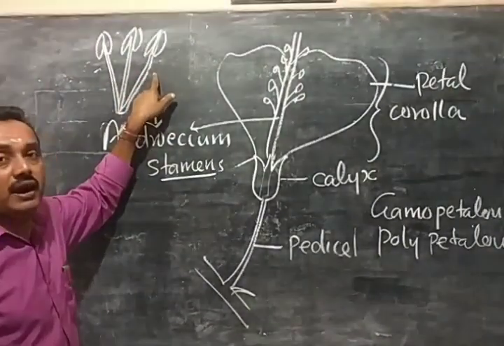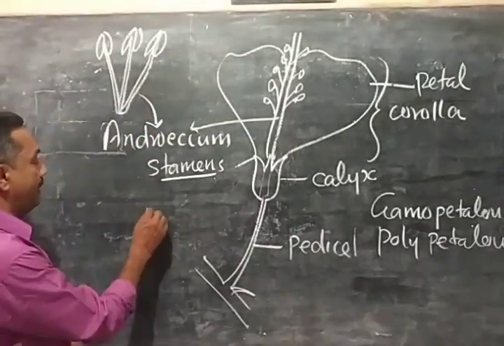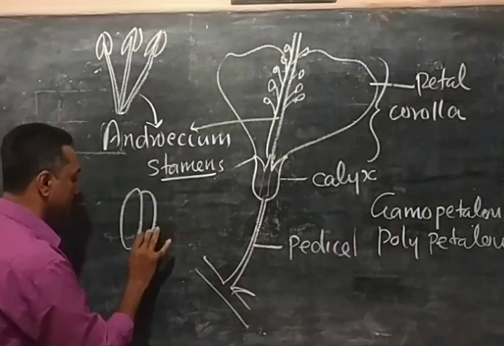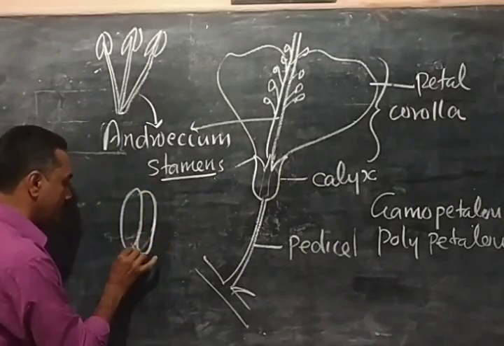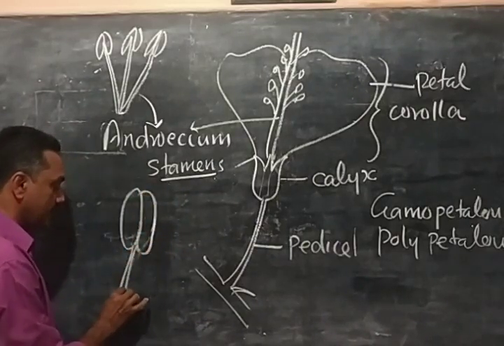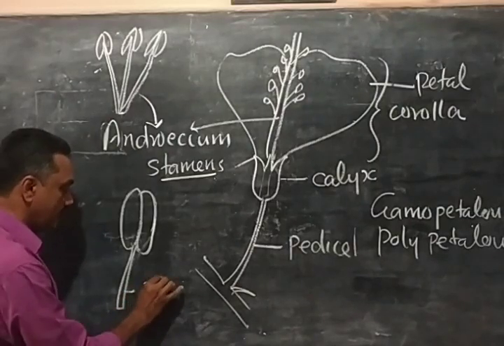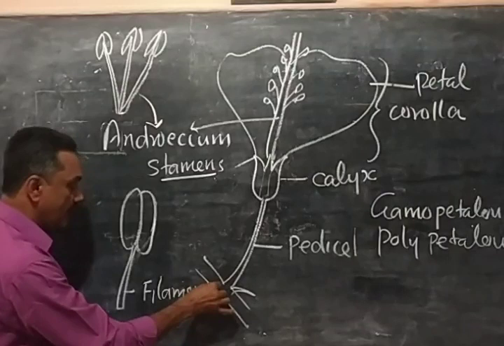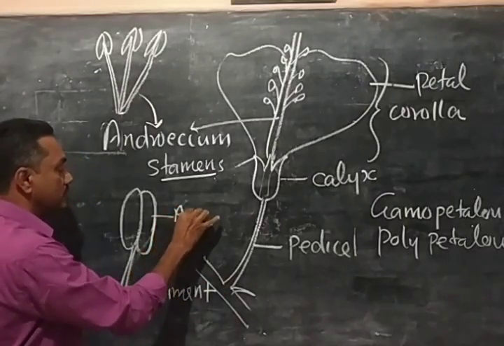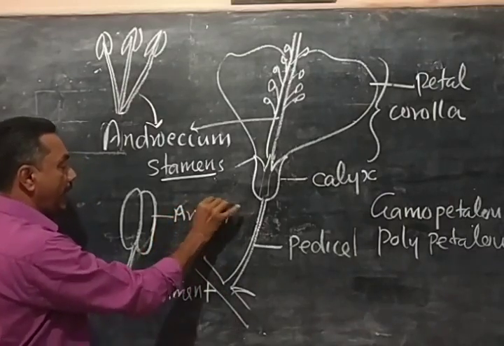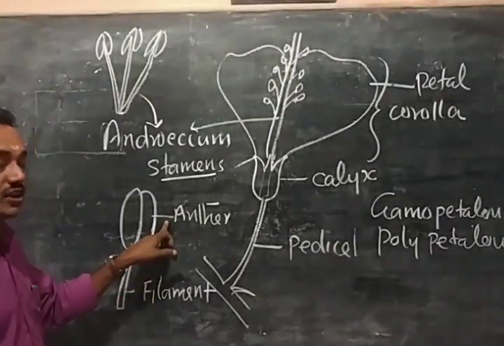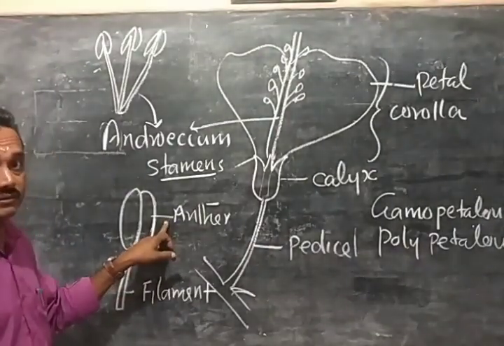And a stamen consists of, I will draw a stamen separately, a structure like that. The stalk of the stamen is called filament, and at the tip there is a structure called anther.